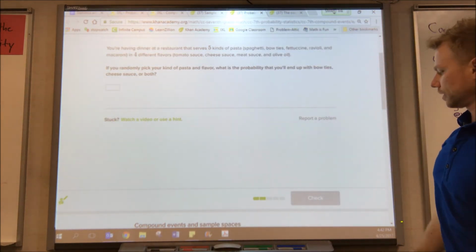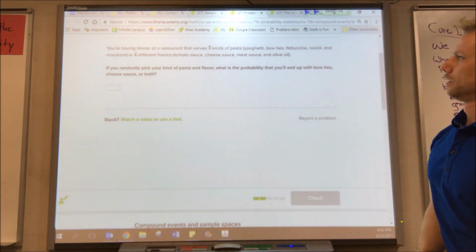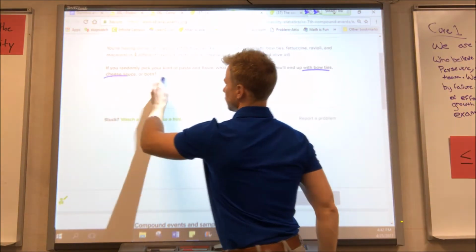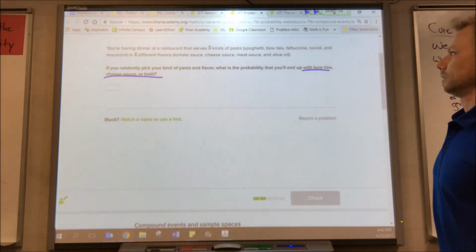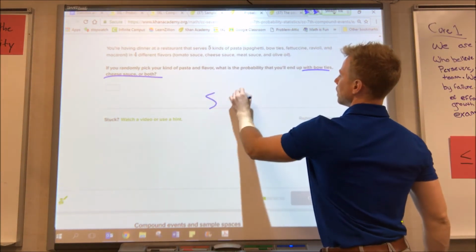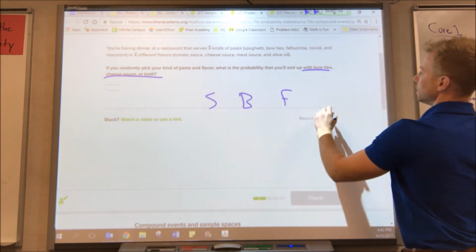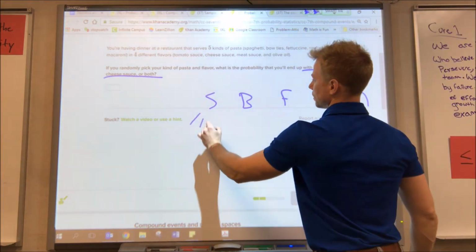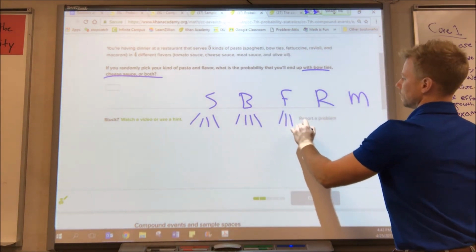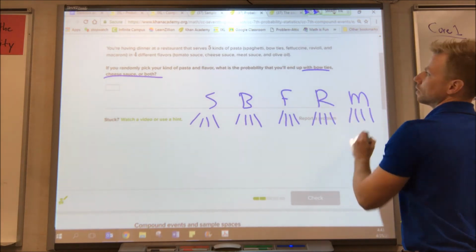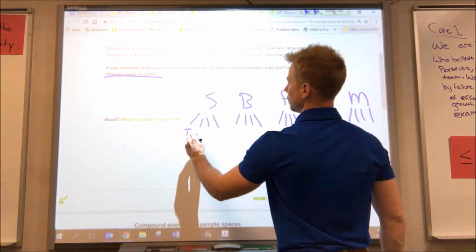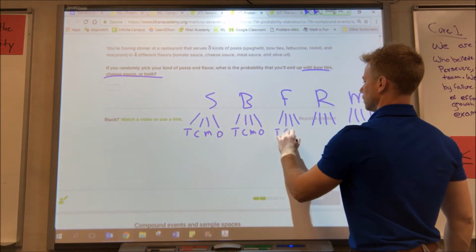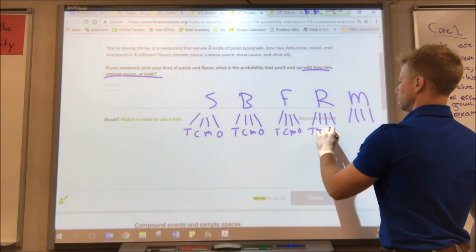Okay, you're having dinner at a restaurant that serves 5 kinds of pasta and 4 different flavors. What is the probability you'll end up with bow ties, cheese sauce, or both? All right, so let's draw our tree diagram. We have spaghetti, bow ties, fettuccine, ravioli, and macaroni. Then we have 4 different sauces that go under each one of those. We have tomato, cheese, meat, and olive oil. So we'll write all of those down.